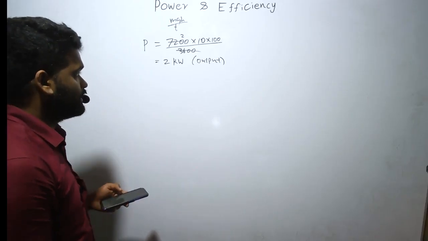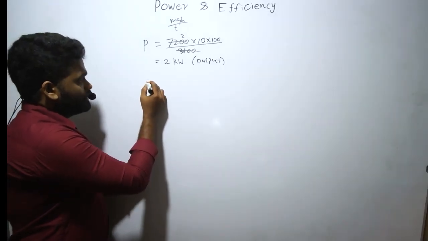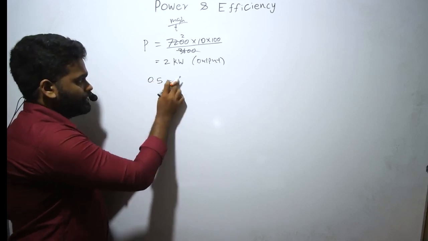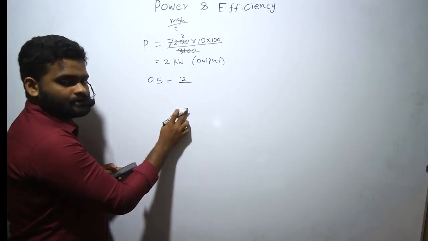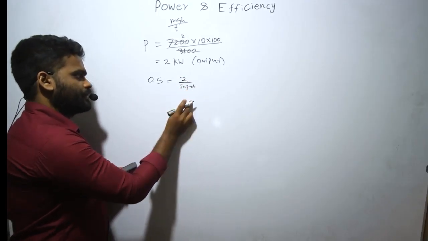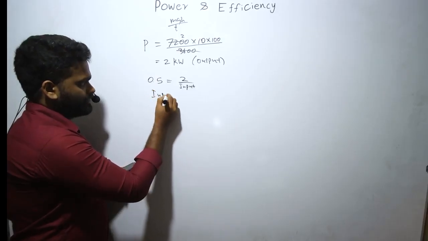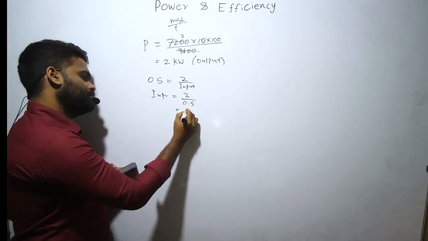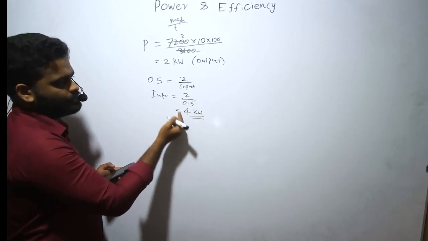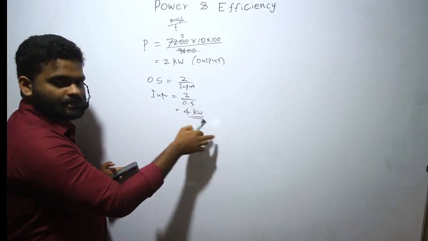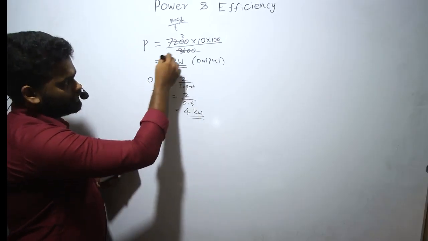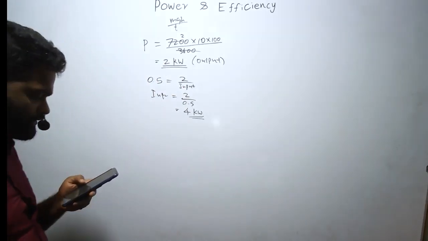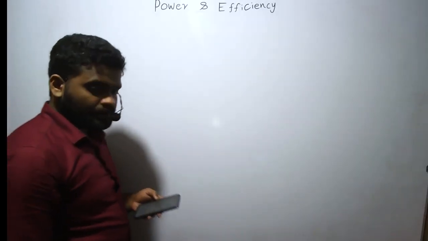What they ask is the input required. See, efficiency is given as 50%. 50% means 0.5. Output is 2 kilowatts. So just get the input: 2 divided by 0.5. 0.5 means half. Half flips, then it becomes 4. Right? So when you provide 4 kilowatts of electricity to the motor, a useful power of 2 kilowatts can be gained. So the answer should be the third one there. Okay, next one.